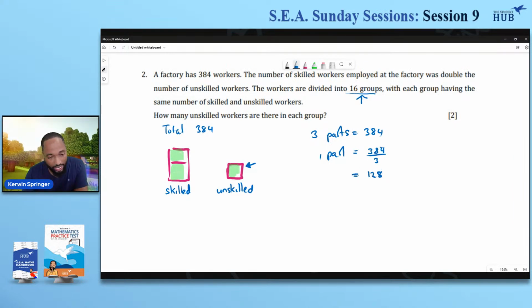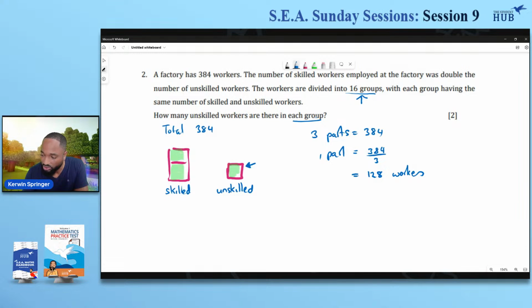Once again, I'll be jumping through the arithmetic, the division and the multiplication and the subtraction. We're learning the concept of unequal sharing here. If the screen is blurry, you can increase the resolution on your end. So this is 128 workers. However, the question didn't ask how many workers in total. They asked how many in each group. And there are 16 groups.